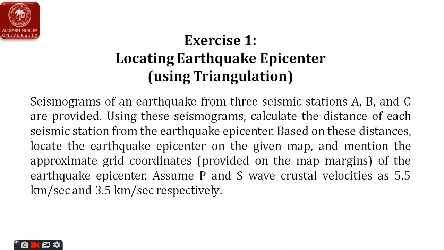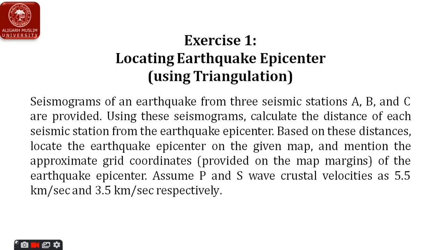The sheet that has been provided to all the students contains a question on the top, followed by seismograms of seismic stations, and that is followed by a map at the bottom. Now the question states that there are 3 seismic stations A, B and C, and for each seismic station the seismogram is visible, and using these seismograms the distance of each seismic station from the earthquake epicenter will be estimated.